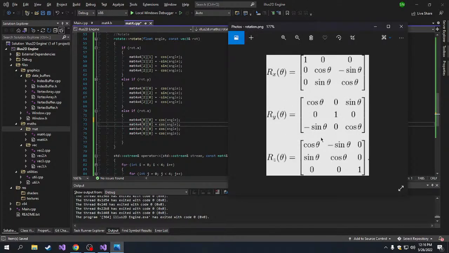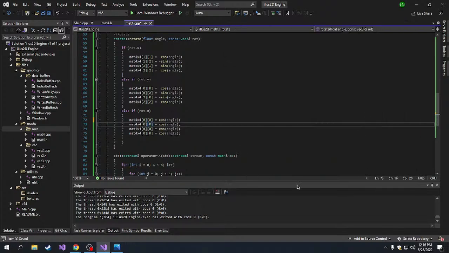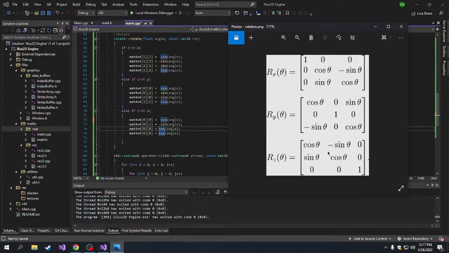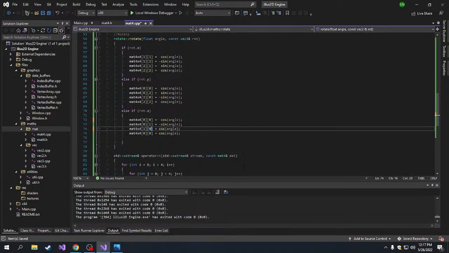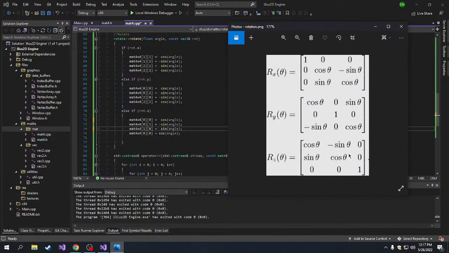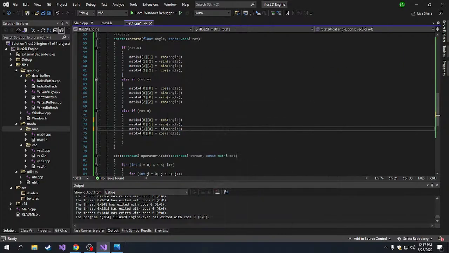Zero, cosine of angle, 0 1, negative sine of angle. Negative sine of angle. Zero 1, so 0 1 and 0, so 0 is going to have a sine of angle. So 0 1, 0 1, cosine of angle. So 0 1, and 1 is going to have a cosine of angle. Okay, cool.